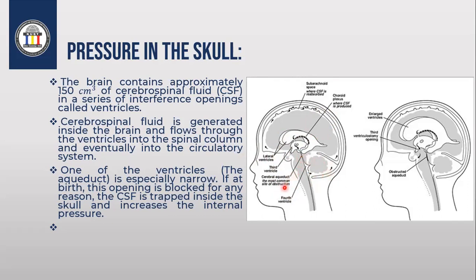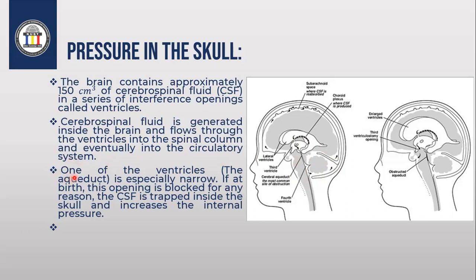So, for example, we have this fourth ventricle here, and the fluid will pass through it. We have this one as well, the third, and so on. What's the problem? The cerebrospinal fluid is generated inside the brain and flows through the ventricles into the spinal column and eventually into the circulatory system. So this is the ideal process.